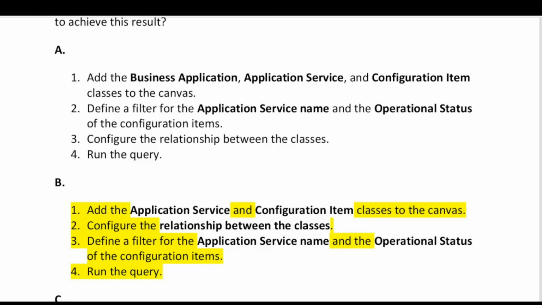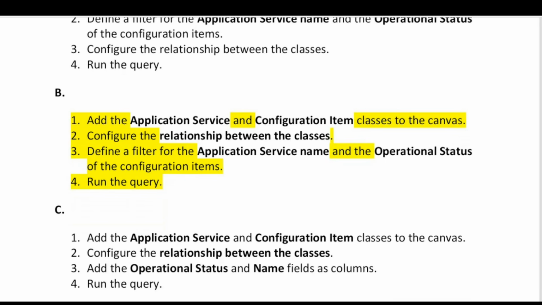Option B. First, add the application service and configuration item classes to the canvas. Second, configure the relationship between the classes. Third, define a filter for the application service name and the operational status of the configuration items. Fourth, run the query.